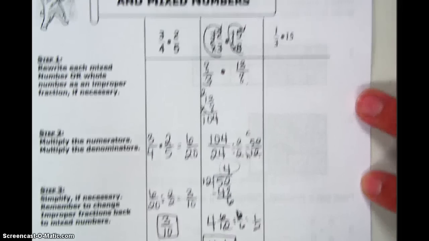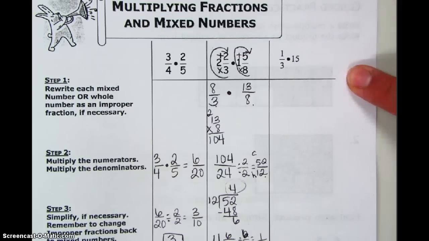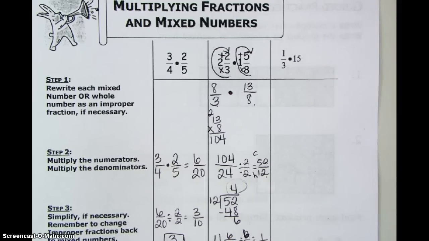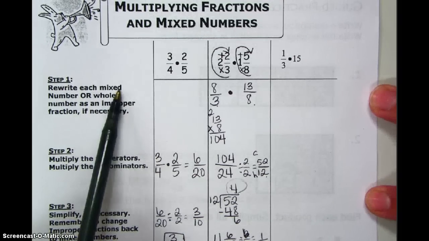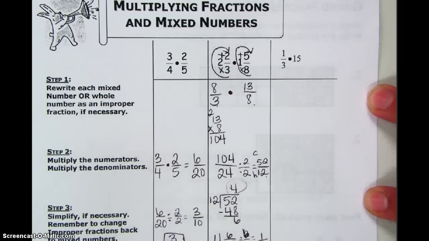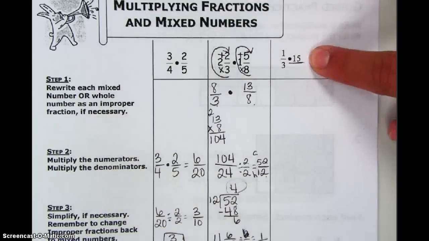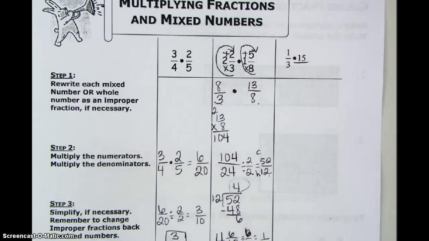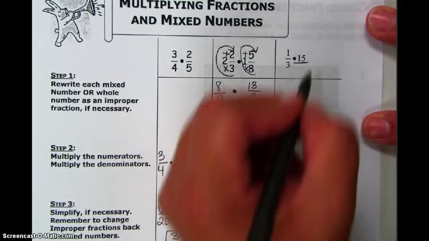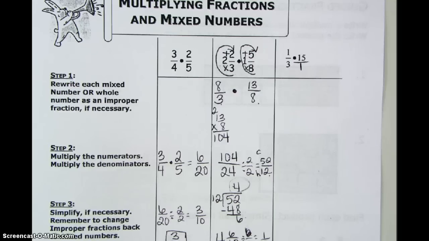Let's go ahead and look at our last example now. We have a fraction that we are multiplying with a whole number. Now notice step 1 says we need to rewrite each mixed number or whole number as an improper fraction. In other words, I want to make sure that this whole number has both a numerator and a denominator. Right now it's just a whole number. We can actually write any whole number over 1, and 1 will be its denominator.